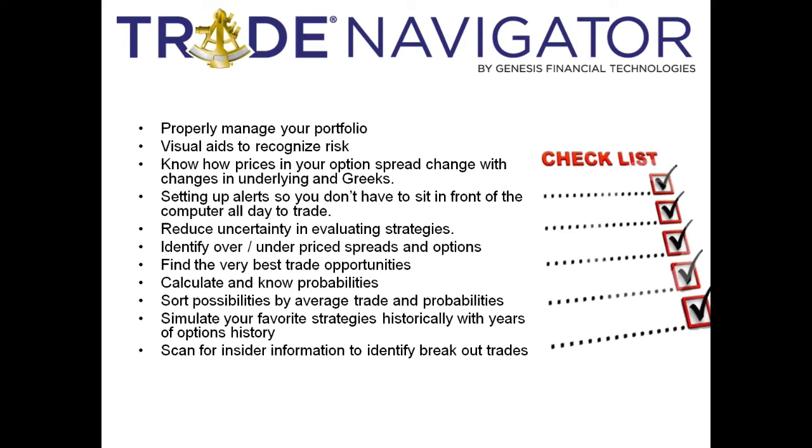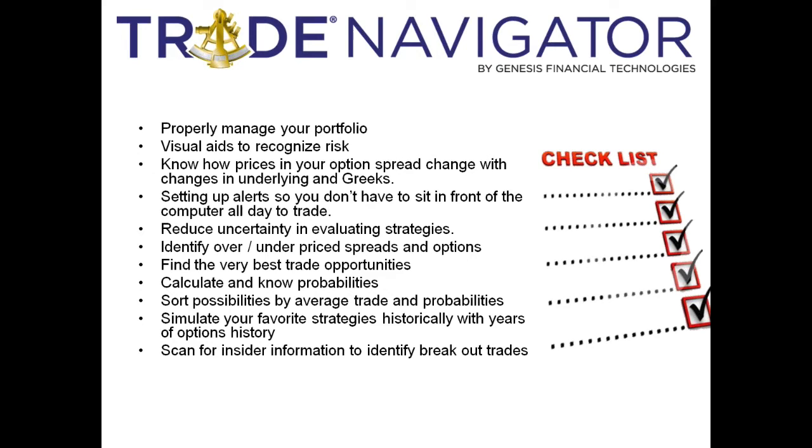I'm going to show you how we reduce uncertainty in evaluating strategies and combining them. So you can actually combine different strategies and overlay them on graphs and things like that to really just kind of say, well, this one looks a little better than that one. Maybe that's the one I want to go with, etc.